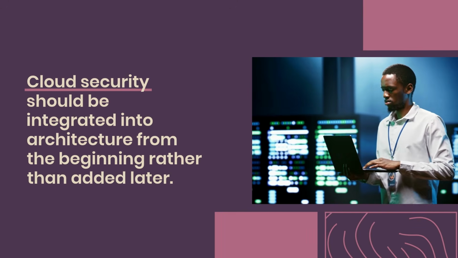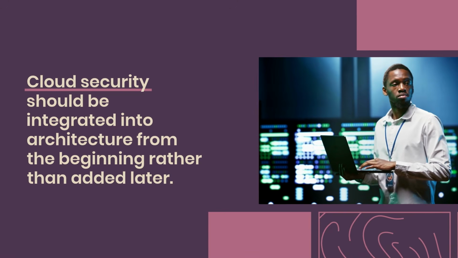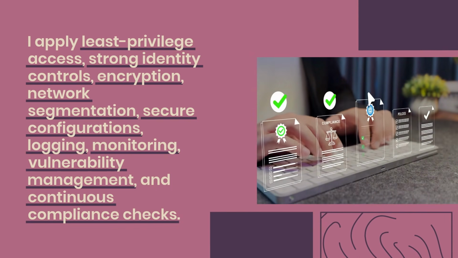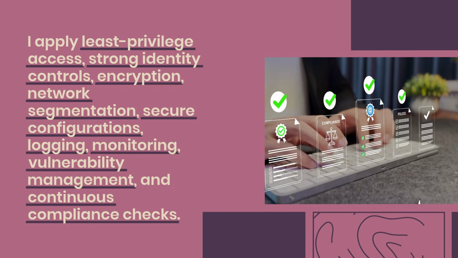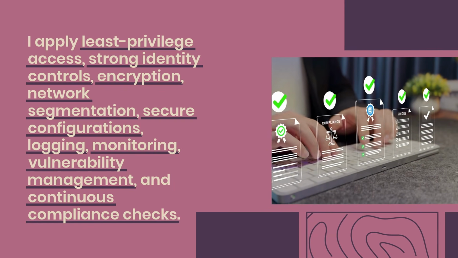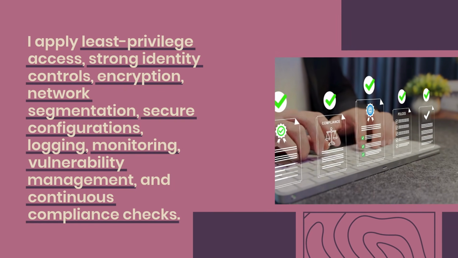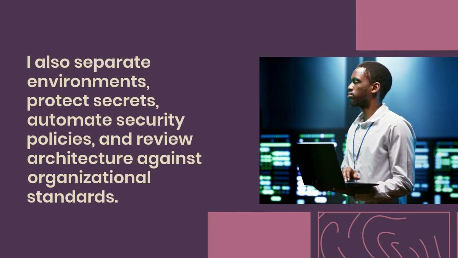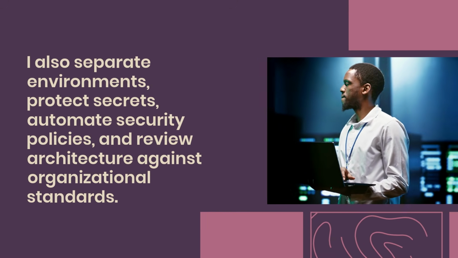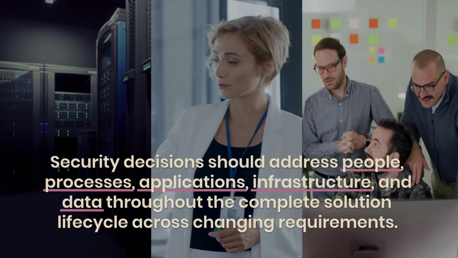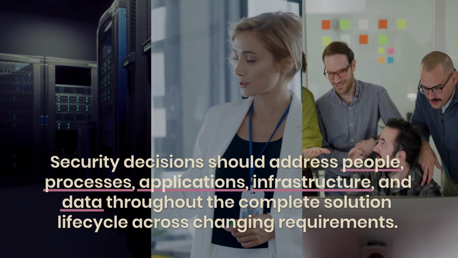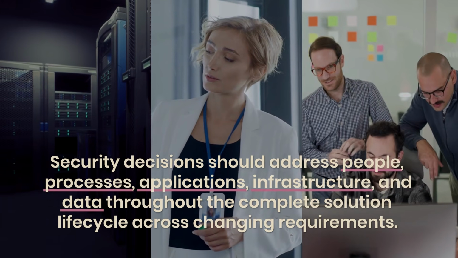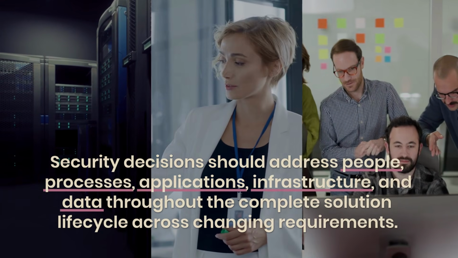How do you ensure cloud security? Cloud security should be integrated into architecture from the beginning rather than added later. I apply least privilege access, strong identity controls, encryption, network segmentation, secure configurations, logging, monitoring, vulnerability management, and continuous compliance checks. I also separate environments, protect secrets, automate security policies, and review architecture against organizational standards. Security decisions should address people, processes, applications, infrastructure, and data throughout the complete solution lifecycle across changing requirements.